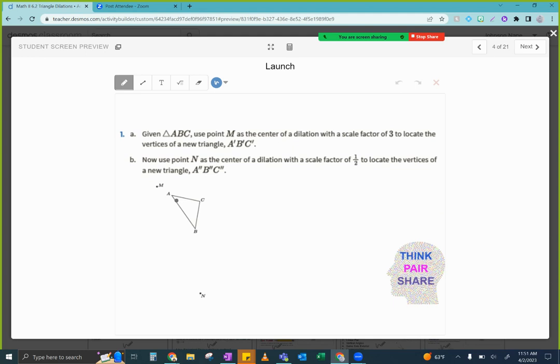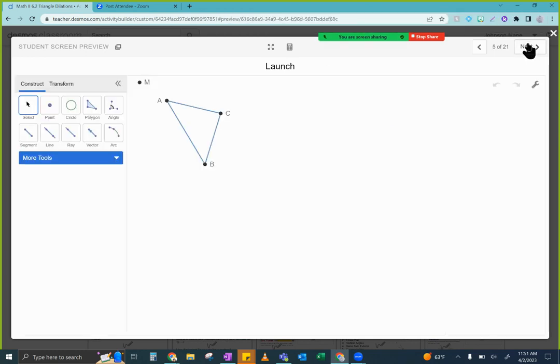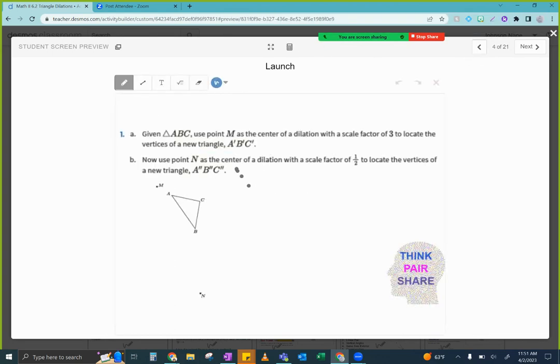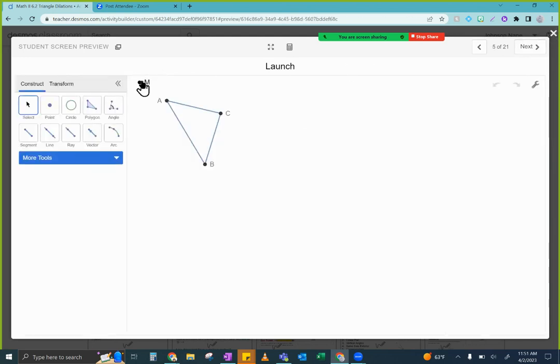Now, normally you're using a compass and a straight edge, but here, because we're online, we're going to use our virtual tools. So I copied these points here, and they basically want you to use M as the center of dilation with a scale factor of 3. So when they say M is the center of dilation, whenever I draw my lines, I'm going from M through the point.